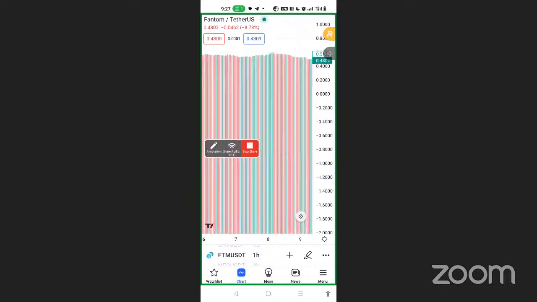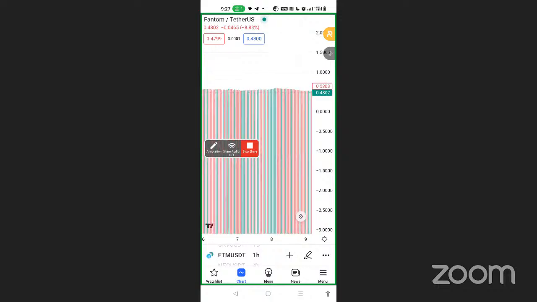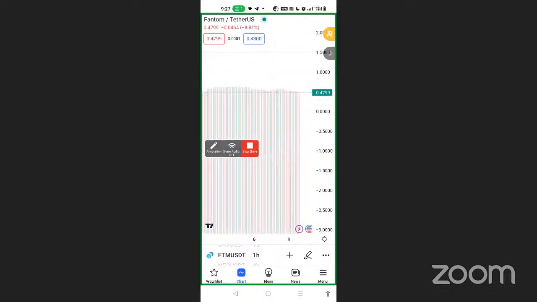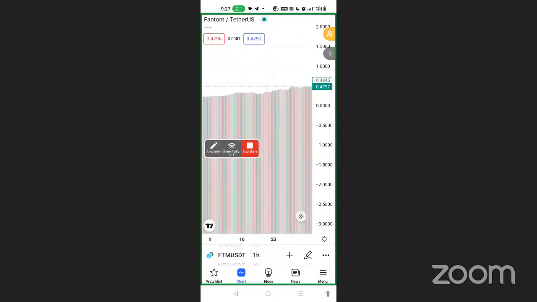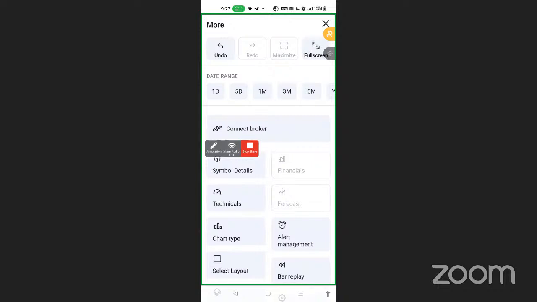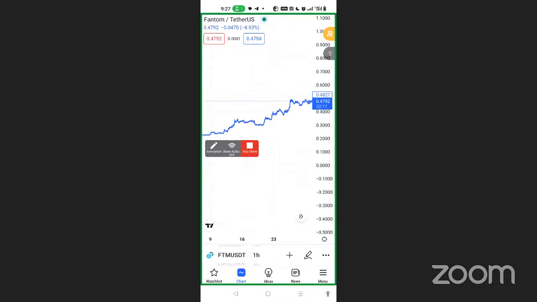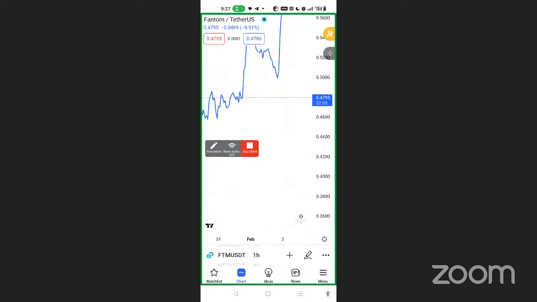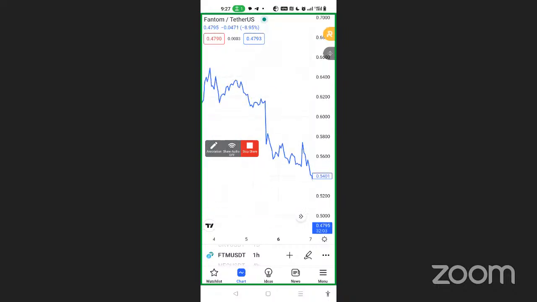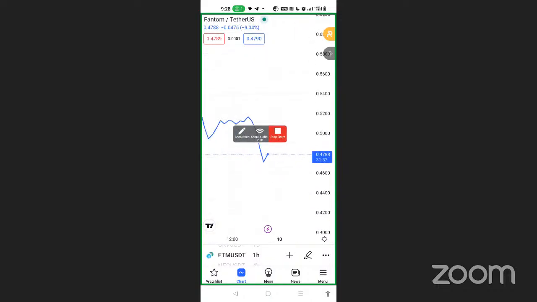There will be column candles. They look like columns, and they move with the price, depending on how the market is moving. If you come to chart type and say line, your screen will be in line form. These are what we call lines, so you can decide to use lines to trade.